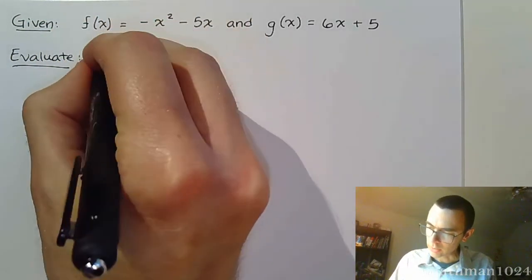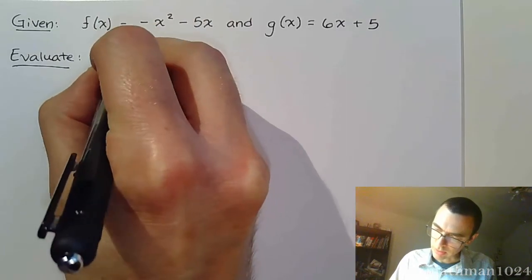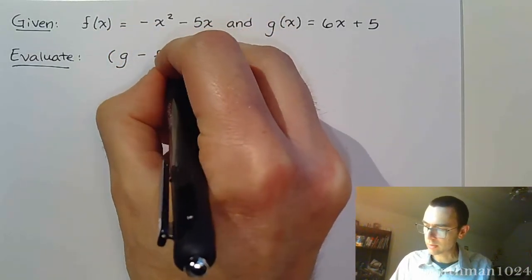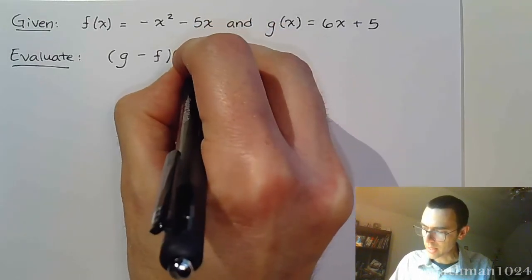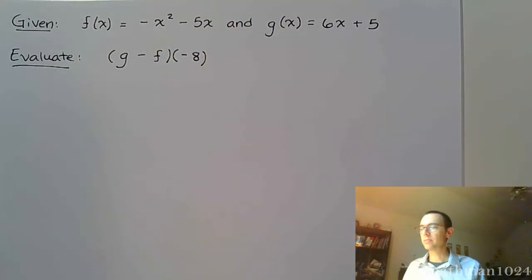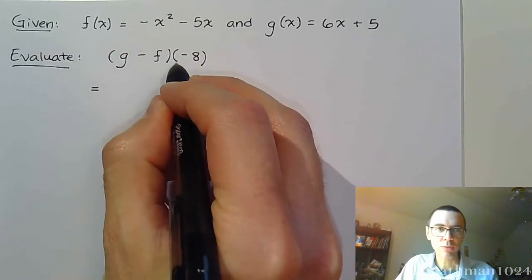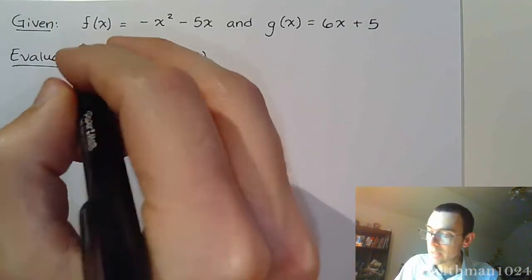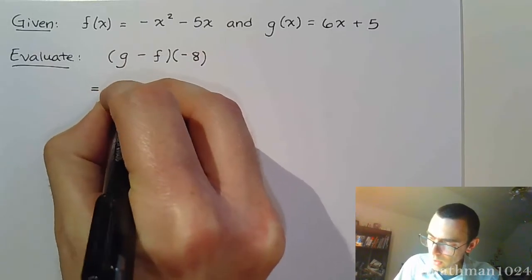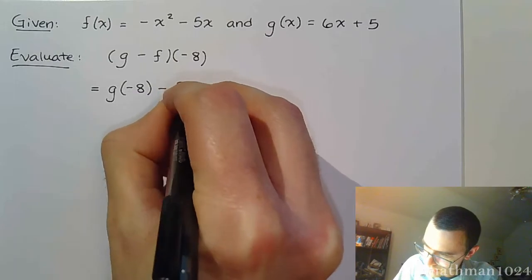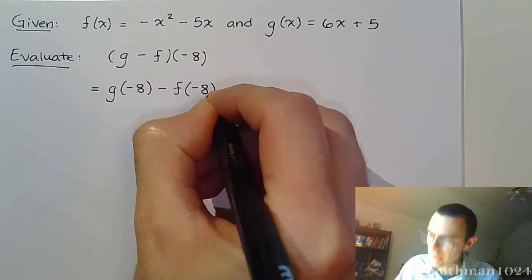what sounds good. Let's do g minus f of negative 8. So g minus f of negative 8. What does that mean for us? Do not be overwhelmed by this expression. Break it down into its smaller pieces. So this is g of negative 8 minus f of negative 8.